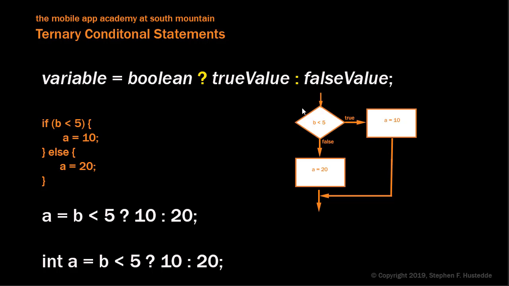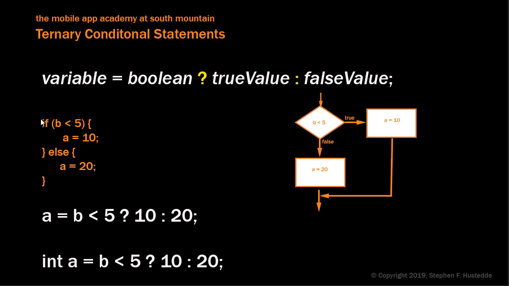So here's an example. I have an if-else structure where I want to look at the value of b, and if b is less than 5, I want to assign a value of 10 to a. But if b is 5 or more, I want to assign a value of 20 to a. And so we could write that: if b is less than 5, a equals 10, else a equals 20.